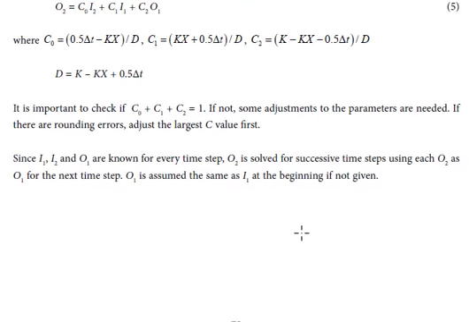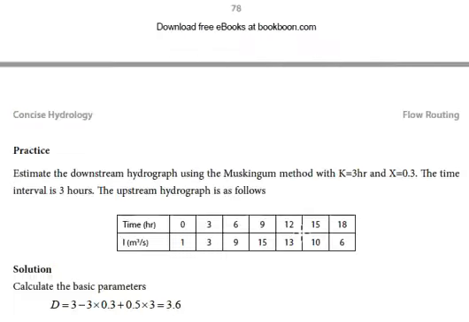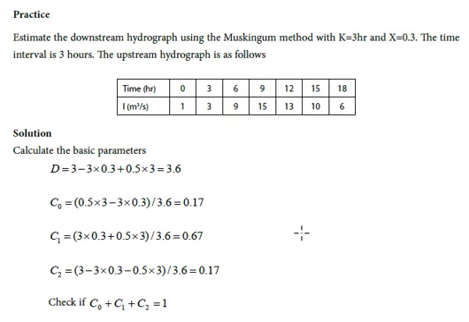It is important to note that if O1, the first value of the downstream outflow, is not given, you can use the first inflow value as the first downstream outflow value in the numericals. Now we will go on to solve one numerical using the Muskingum method.